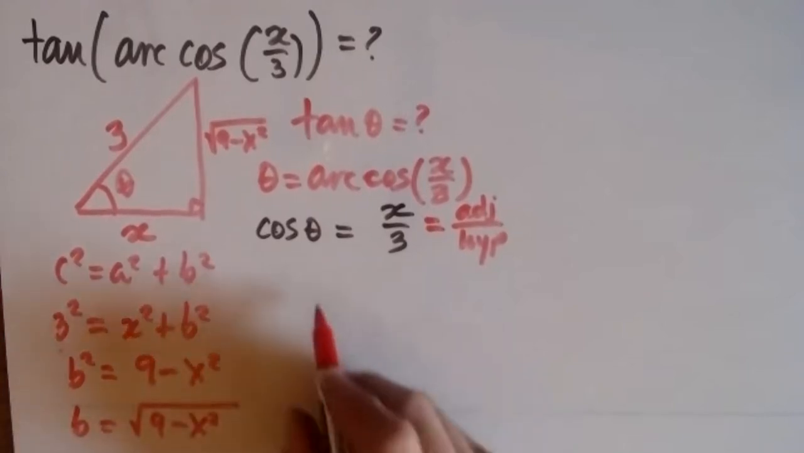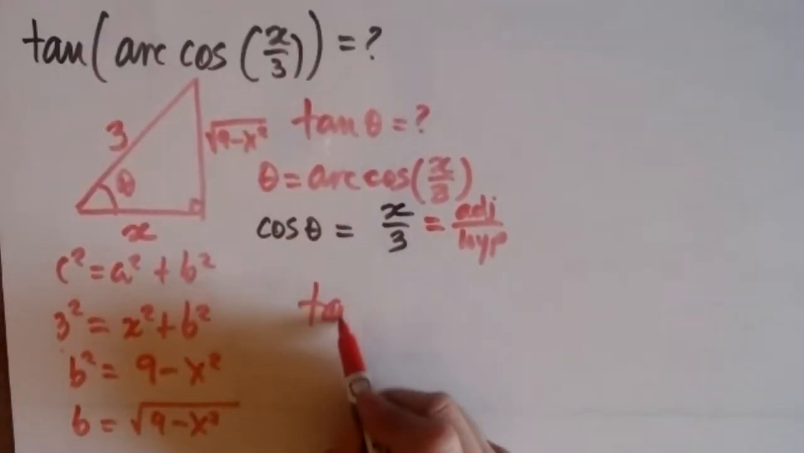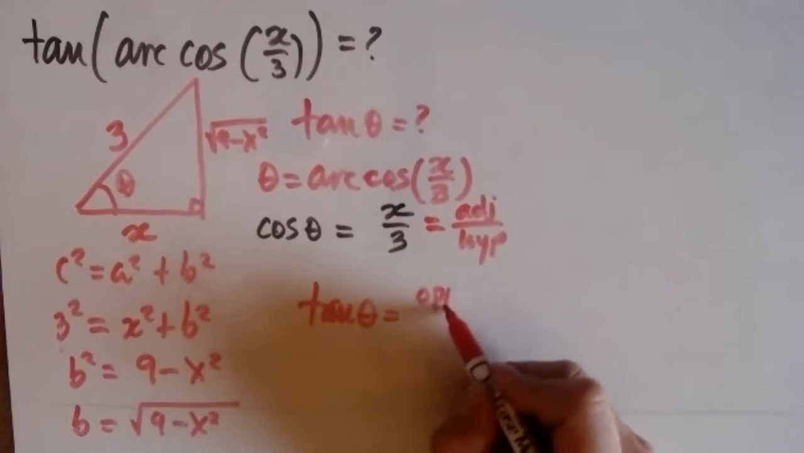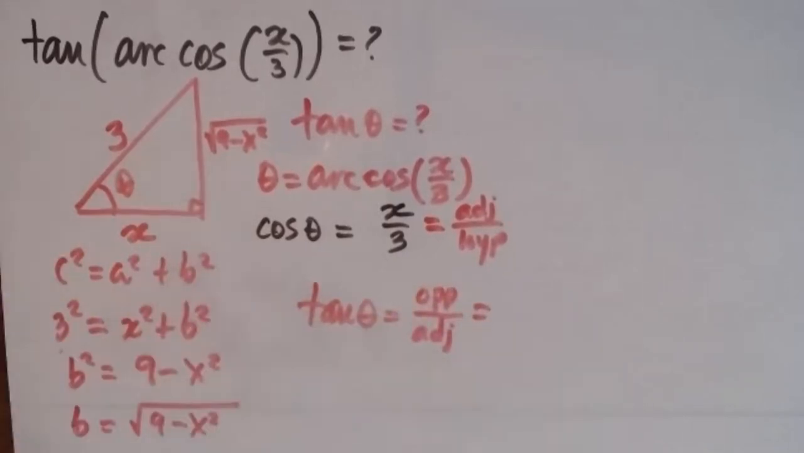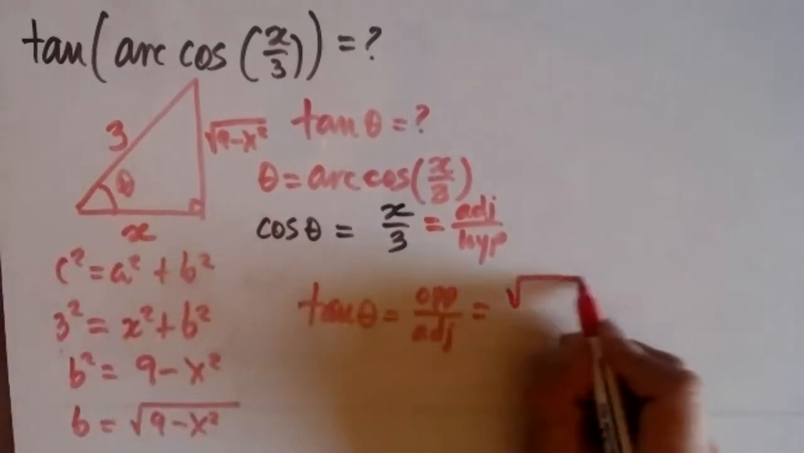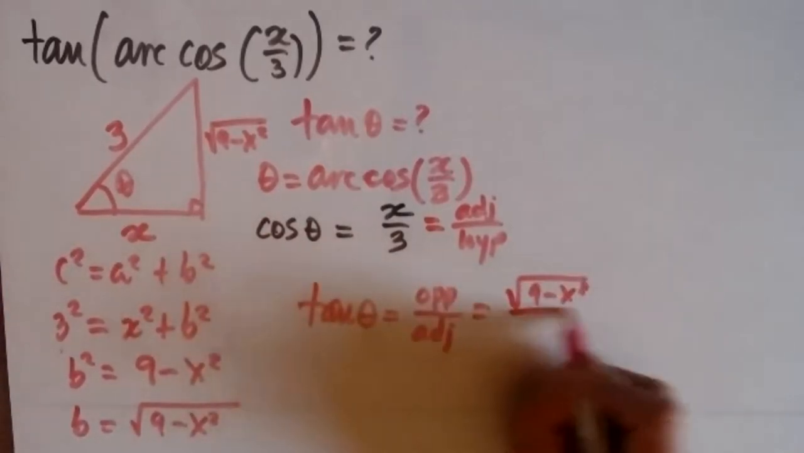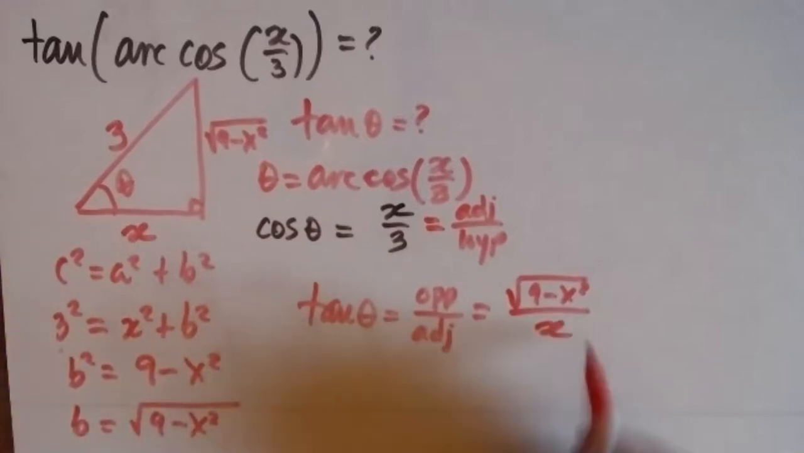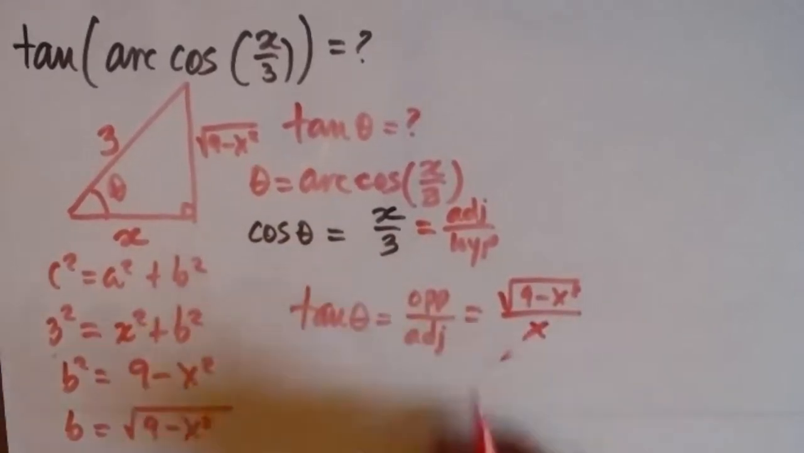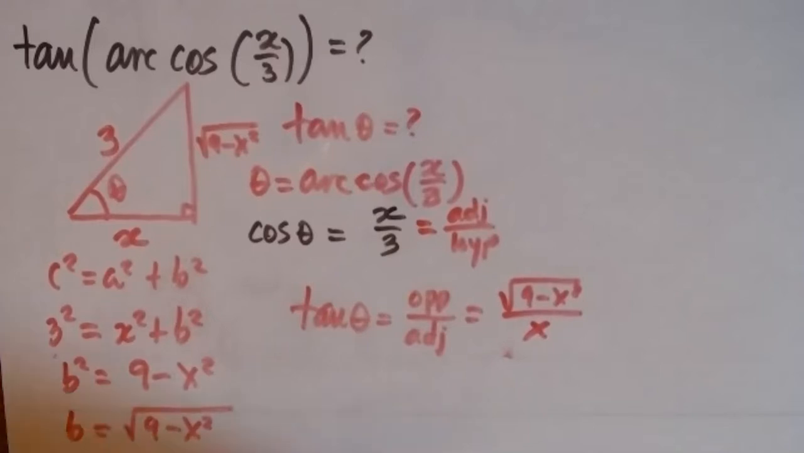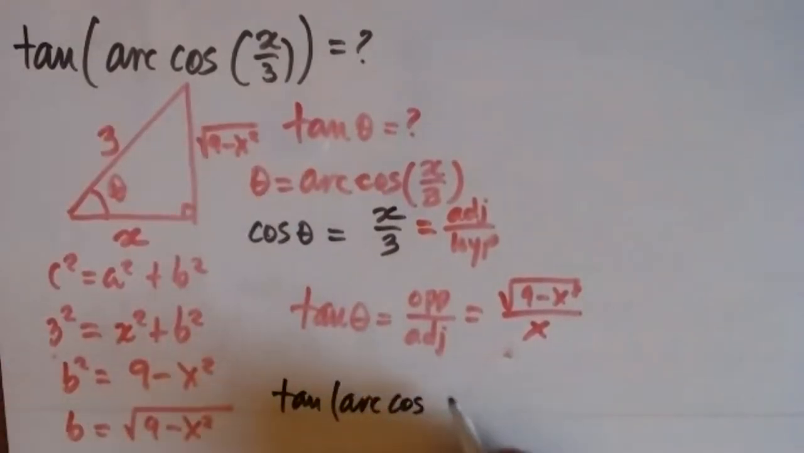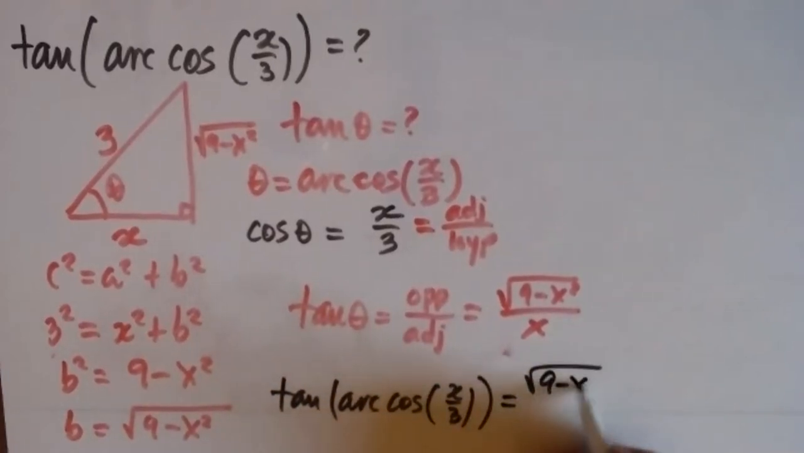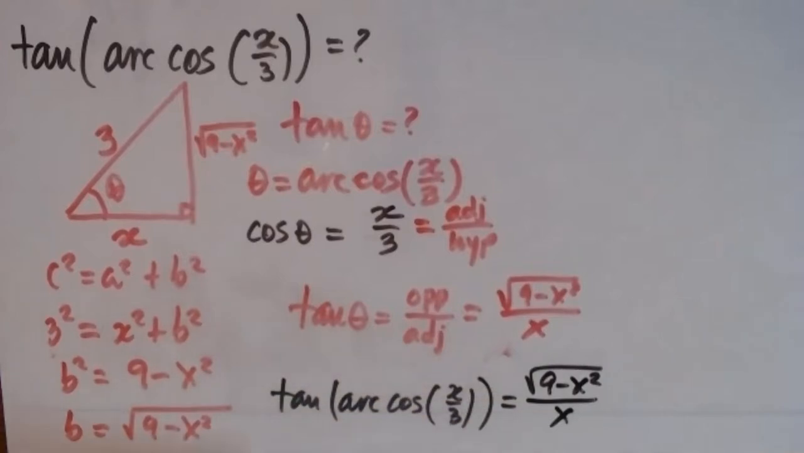Okay, now I need to find the tangent. Tangent is opposite over adjacent. Watching my triangle, who's the opposite? The opposite is the square root of 9 minus x squared. Who's the adjacent? x, so I put x, correct? So what is going to be the solution of my problem? The tangent of arc cosine of x over 3 is the square root of 9 minus x squared divided by x. That's my answer.